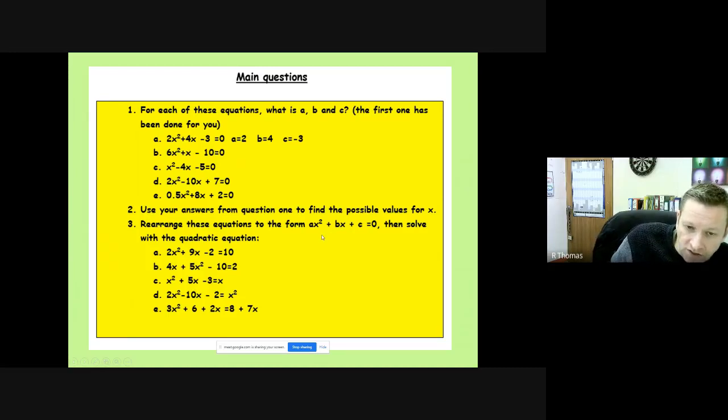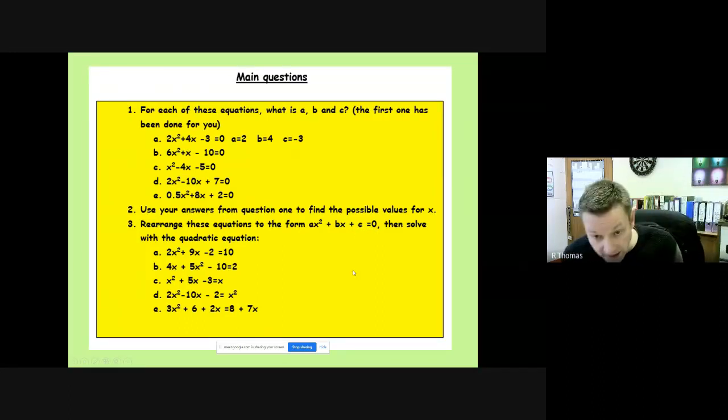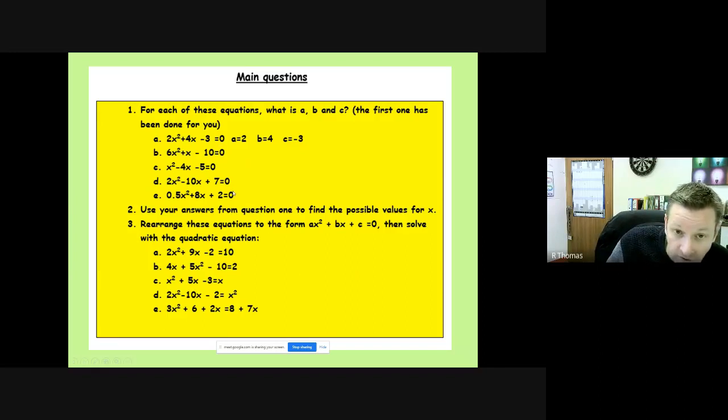It says rearrange these equations to the form ax squared plus bx plus c equals 0 and then solve them. Now I have to be honest, it's unlikely you would get ones as difficult as these. 99 times out of 100, they are all, like the top part of the screen here, equal to 0. But if you look down here, they're not. This one's equal to 10, this one's equal to 2, this one's equal to x, this one's equal to x squared, and this one is equal to 8 plus 7x. So it won't work. You're going to have to bring these things that are on the right-hand side over to the left-hand side and then tidy up, okay?